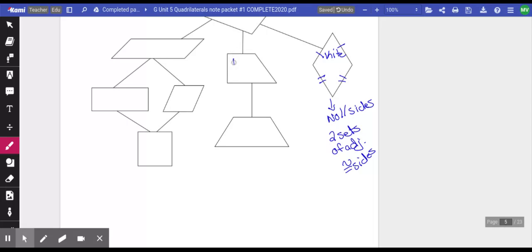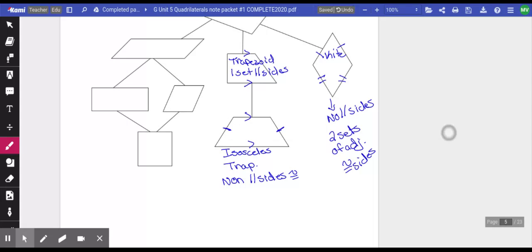Next, we have a trapezoid, which has one set of parallel sides. So in this trapezoid, the top and the bottom are parallel. Below trapezoid, we have a special trapezoid, which is an isosceles trapezoid. And that has one set of parallel sides, and then the non-parallel sides are congruent. So this is congruent to this.